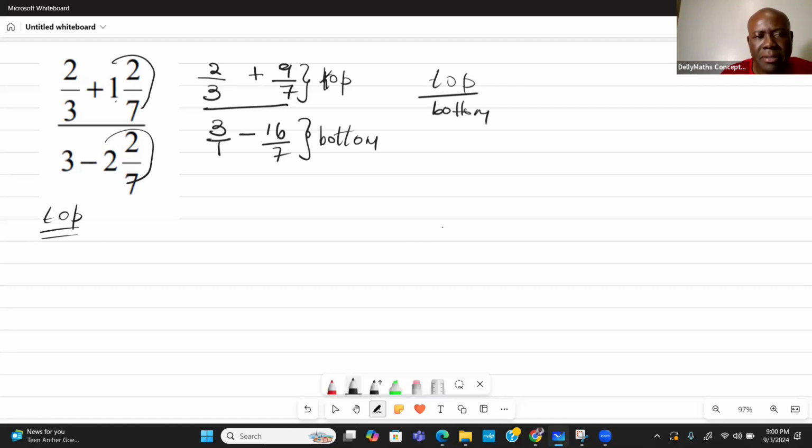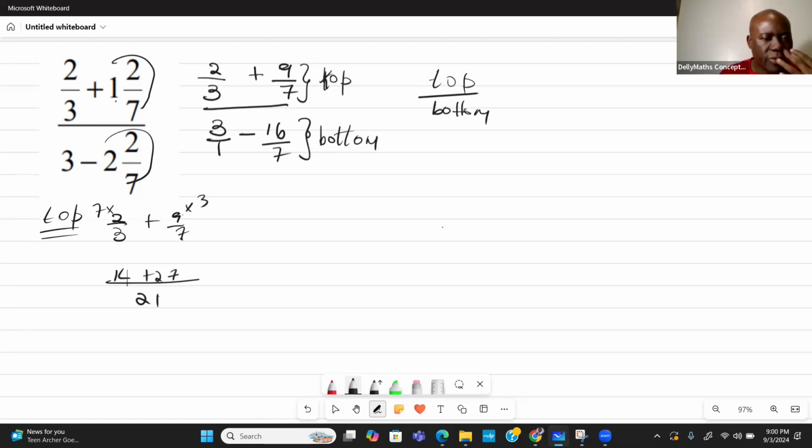So the top part is basically 2/3 plus 9/7. And then we could use 21 here as the lowest common multiple of 3 and 7. So we're going to divide 3 into 21. That's going to give us 7. 7 times 2 is going to give us 14. 7 into 21 is 3. 3 times 9 is going to give us 27.